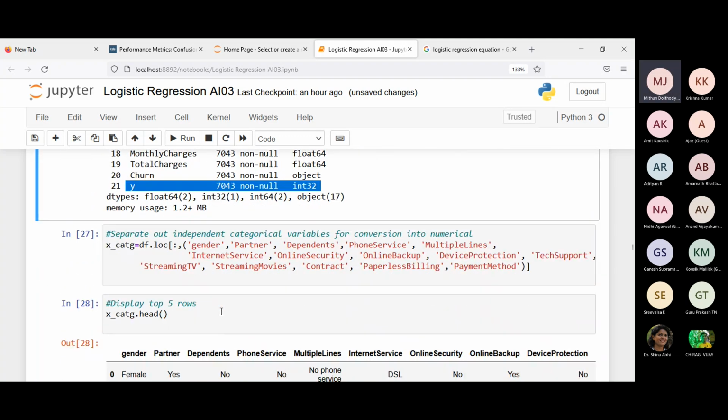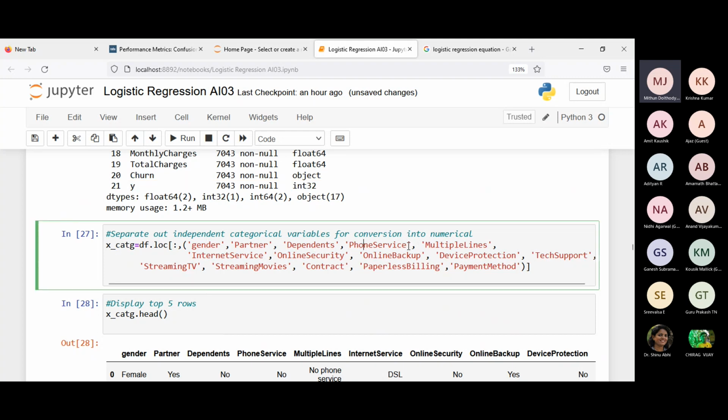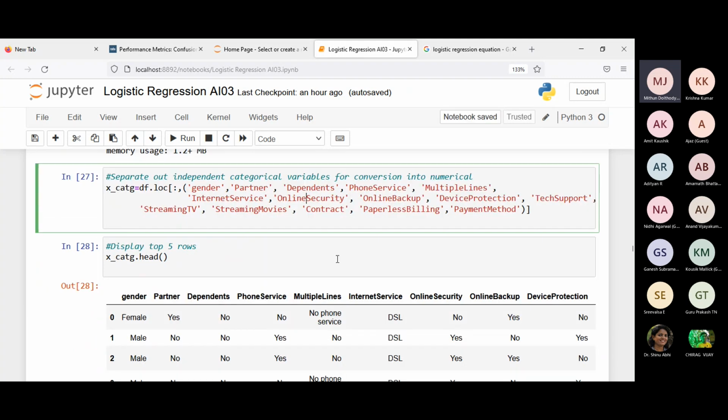We have taken care of the dependent variable. Now our attention was focused on the independent variables. We have few numeric variables that is not disturbing us, 4 independent numeric variables. I kept that separate. Now separate out the independent variables for conversion into numeric. If you look at gender, partner, dependents, phone service, multiple lines, internet service to online security, all these are what kind of variables? They are all categorical and string. We need to convert them into numeric. So for each of these, I can't use this transform function that is present. So what did I do?